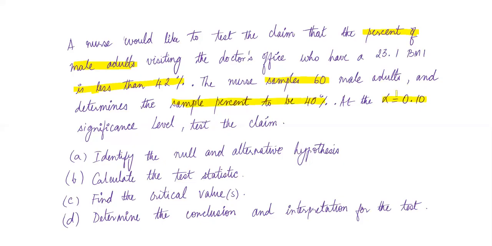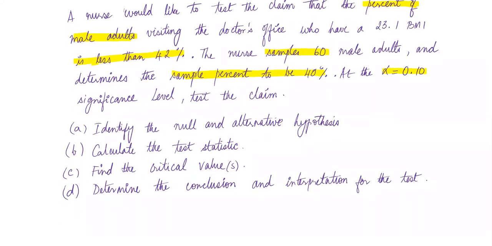Alpha is 0.1. Here again, they didn't say use the P value method or the critical value method. But if you go down to A, B, C, D: A is null and alternative hypotheses, B is calculate the test statistic, C says find the critical value or values. They didn't explicitly say find the P value. That means they do want us to use the critical value method here. So we're going to adjust step 6 in conducting our hypothesis test to the critical value method. And D is to conclude and interpret the test.